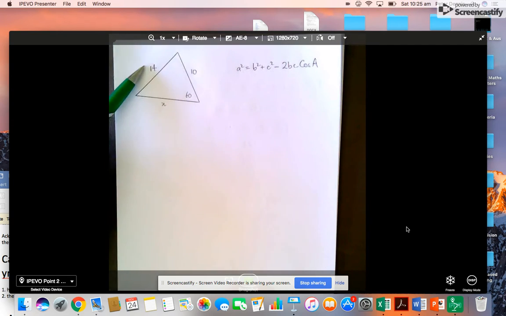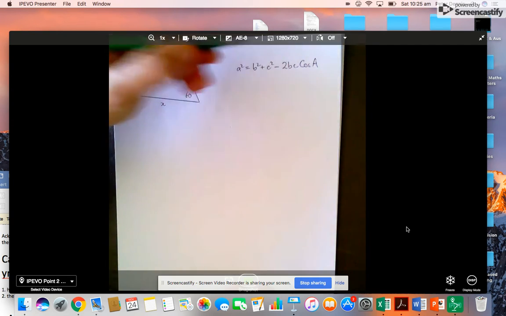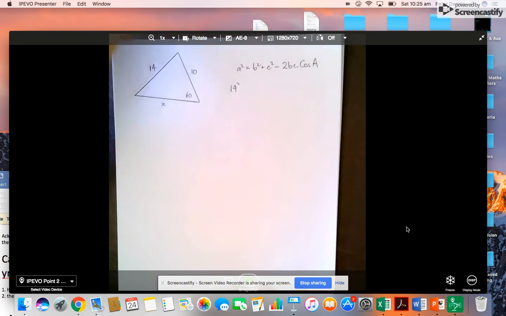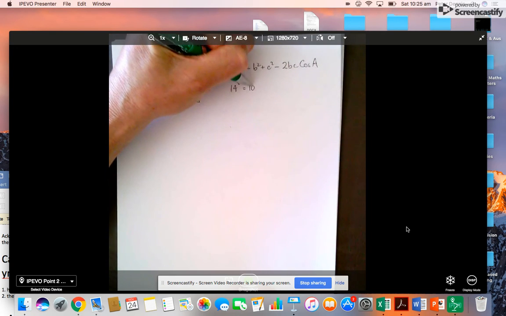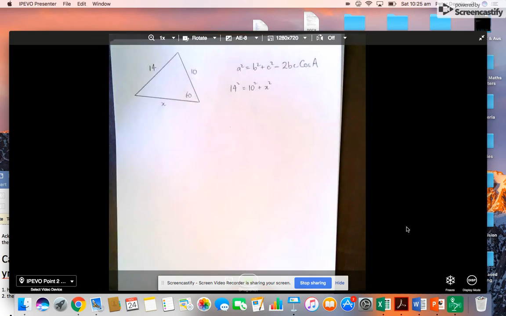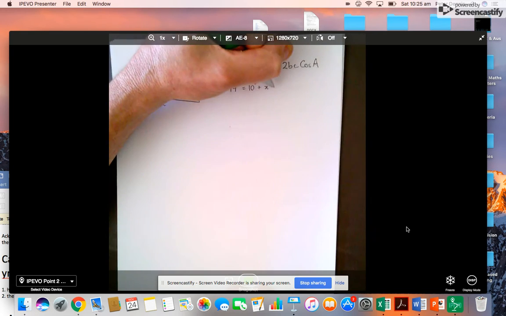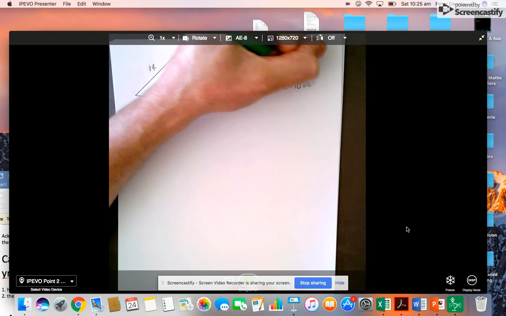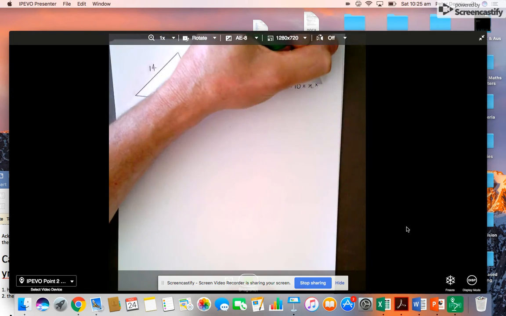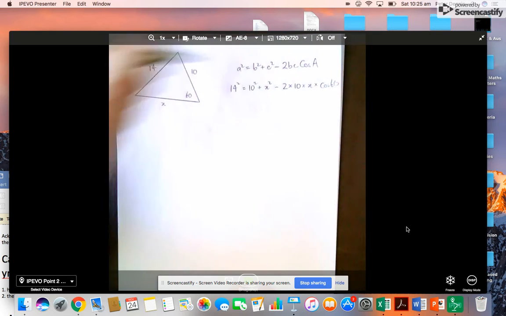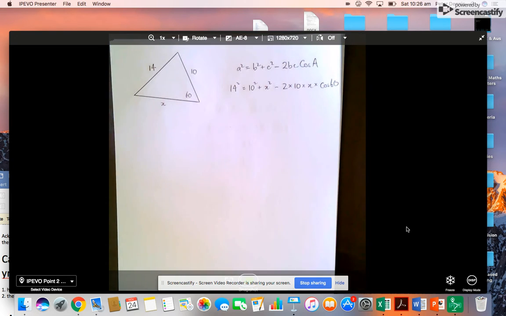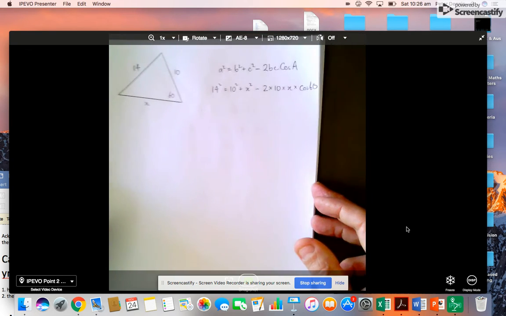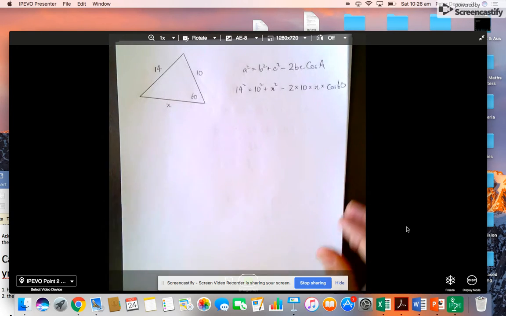So substituting everything in, this is our A. So we get 14 squared equals 10 squared plus x squared. So that's what we're trying to find. Minus 2 times 10 times x times cos 60. Again, let's do as much as we can first and then start simplifying it.